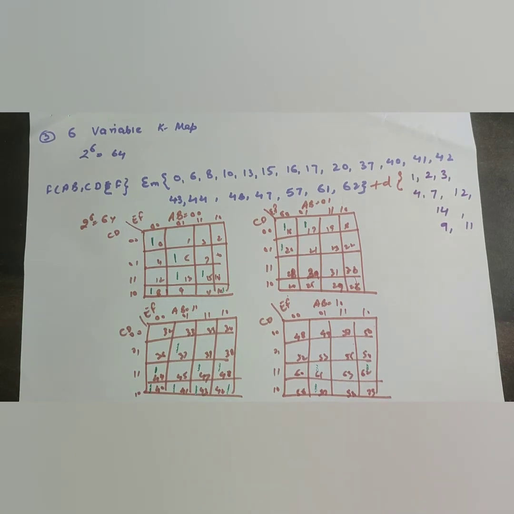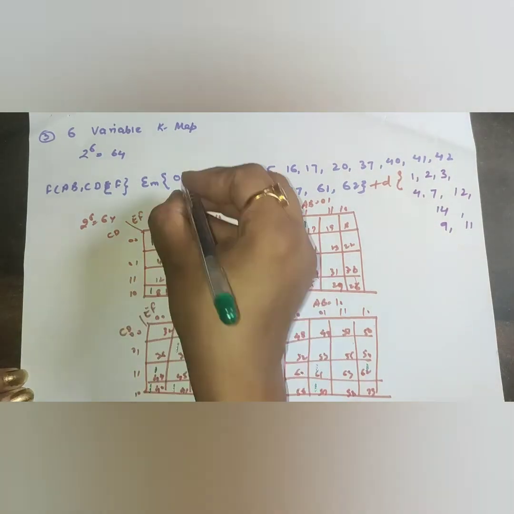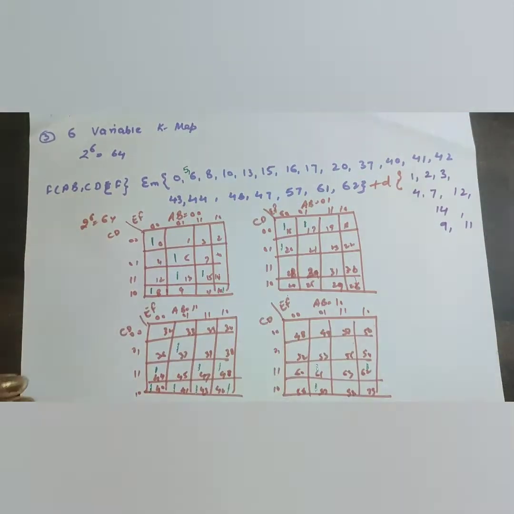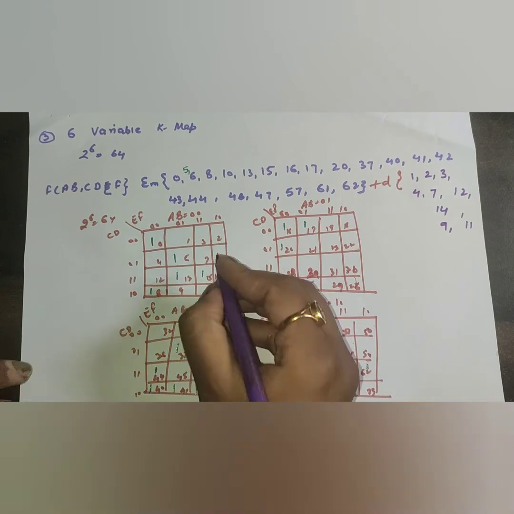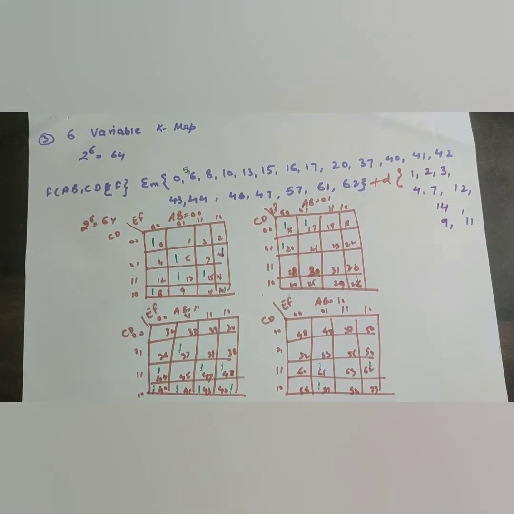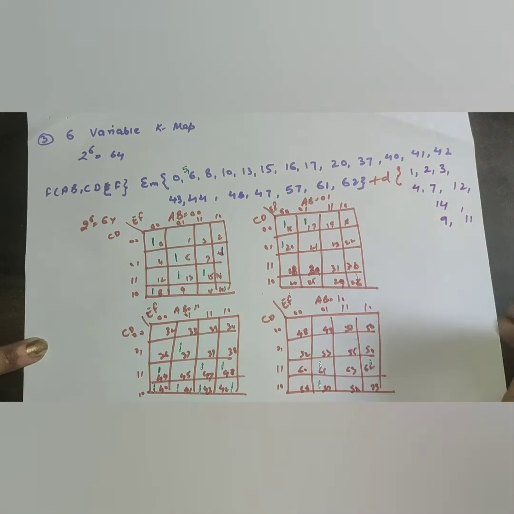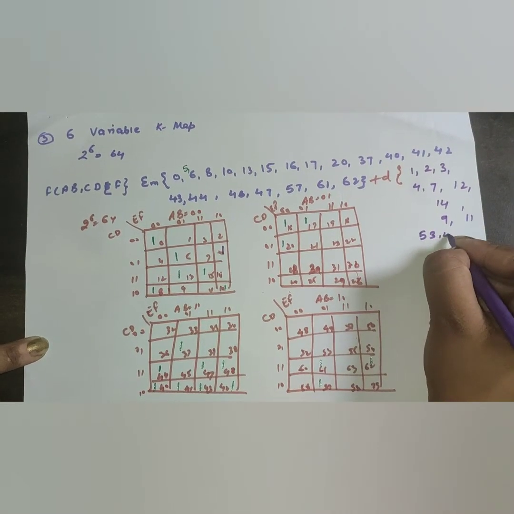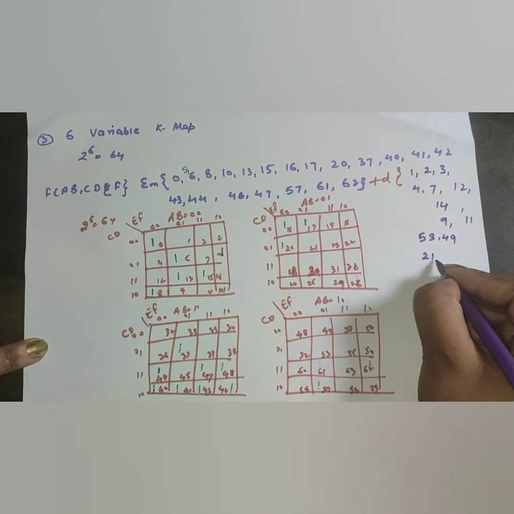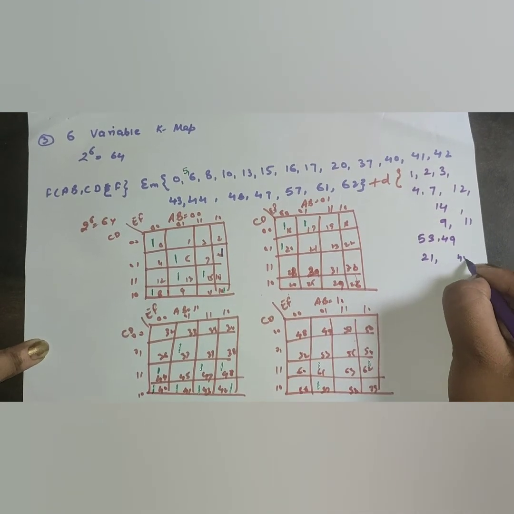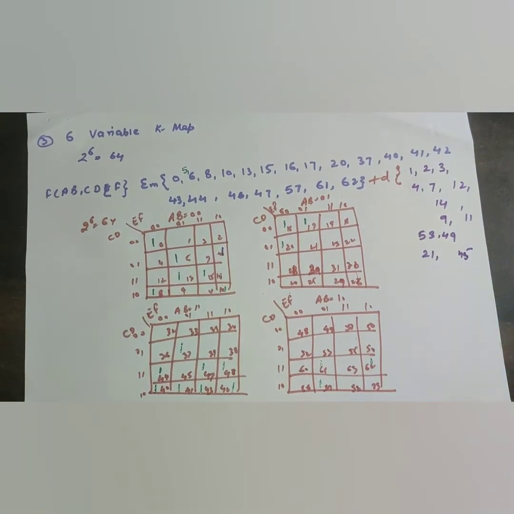Okay, 5. I think this is a mistake. There is a 5 also. I have written this, so that's why. Okay, 6, 7. Okay, we have some don't care conditions also, like 53, 49, 21 and 45. These are some don't care conditions.